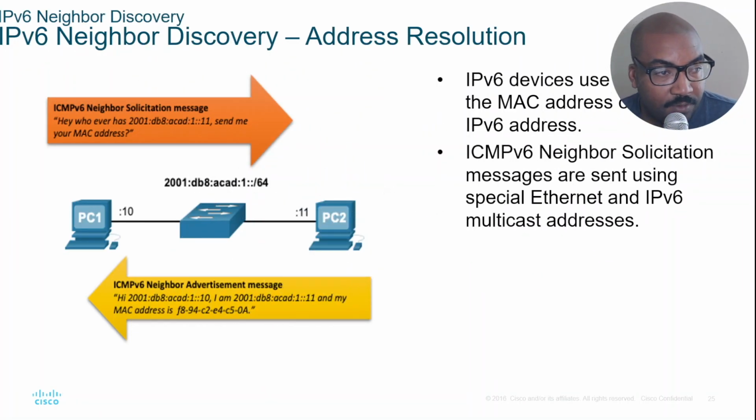So as you can see in this graphic, this is a neighbor solicitation message. It says, hey, whoever has this IP version 6 address, send me your MAC address. This is PC1. And the other PC says, hi, I am this IP version 6 address, and my MAC address is here. That's a neighbor solicitation. IP version 6 uses ND to resolve the MAC addresses on a known IP version 6 address.